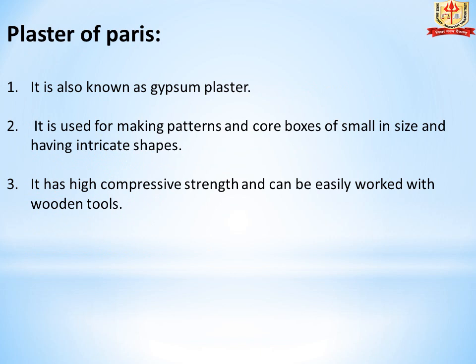Now we see the next material is plaster of Paris. First point, it is also known as gypsum plaster. Second point, it is used for making patterns and core boxes small in size and having intricate shape. Third, it has high compressive strength and it can be easily worked with wooden tools.